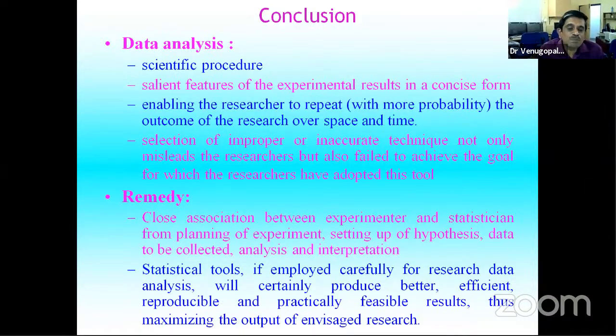But selection of improper and inaccurate technique not only misleads the researchers, but also fails the ultimate goal for which the researcher started the research. So what is the remedy? A close association between the experimenter and statistician right from planning of the experiment.